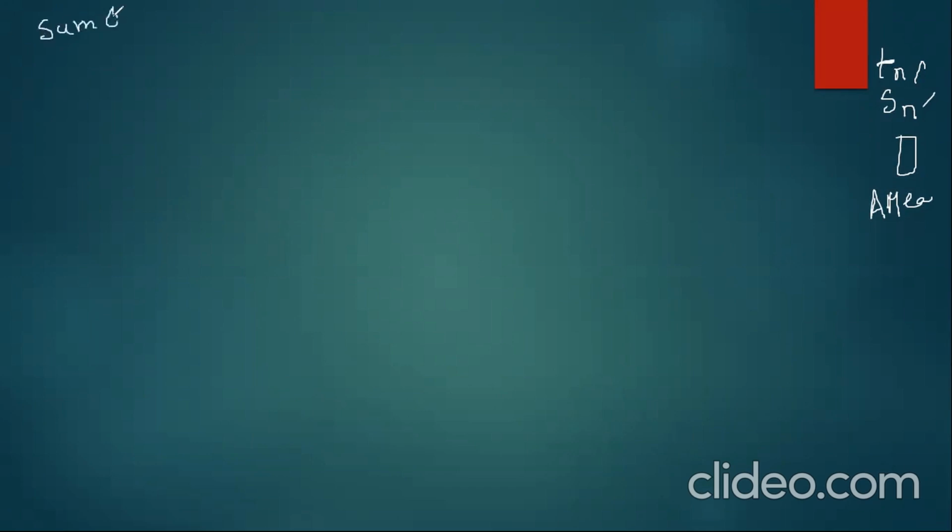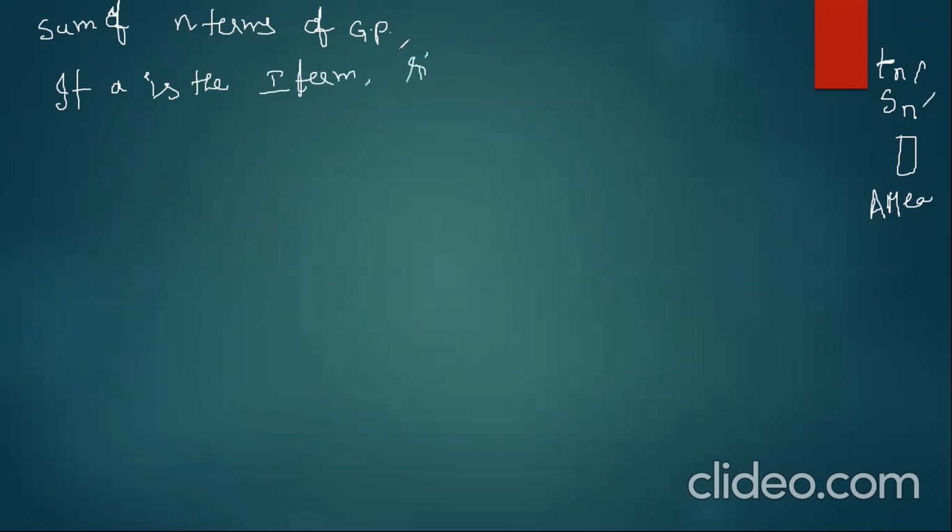Now, the sum of n terms of a GP. How do you find this? If A is the first term, and R is the common ratio. Sum to n terms is generally denoted by Sn only, right? In AP also. Here, what is our general series?